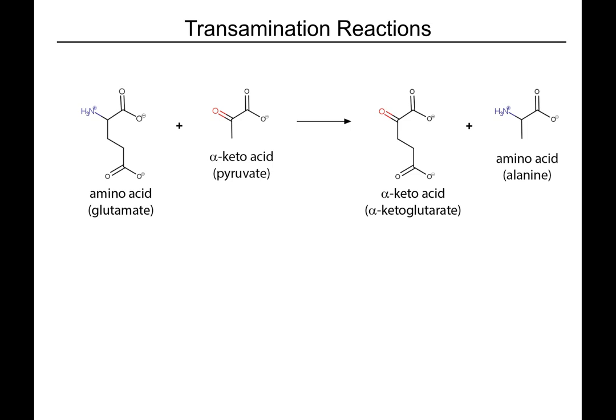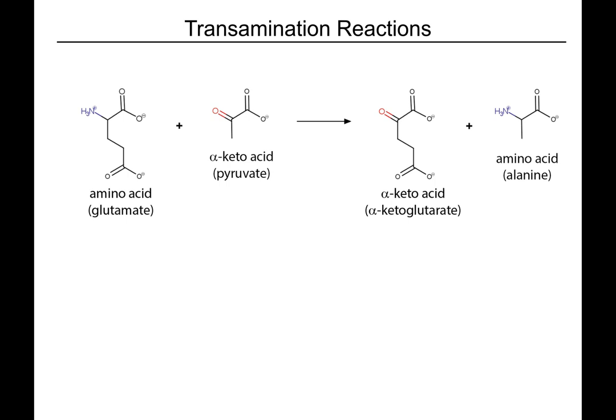So the idea of these transaminase reactions is that they are transamination, so they are moving an amine group from one place to another. And all of these transaminases, there's one unique for every single amino acid as well as lots of other ones. Their goal is always to start off with one amino acid and one alpha keto acid.